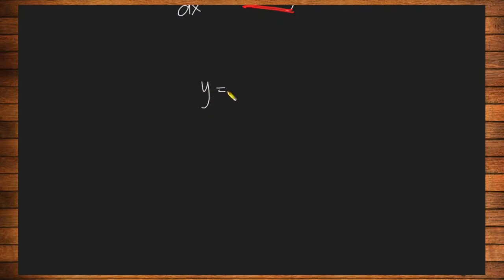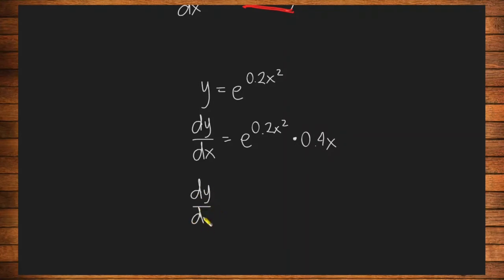So, for example, let's have the equation y is equal to e raised to 0.2x squared. So, if we take the derivative of this function, dy over dx, that will be equal to e raised to 0.2x squared times 0.4x. Again, I suggest that you review your differential calculus para hindi na kayo malito kung paano ginawa ito. And then if we simplify it, we have dy over dx equal to 0.4x e raised to 0.2x squared.